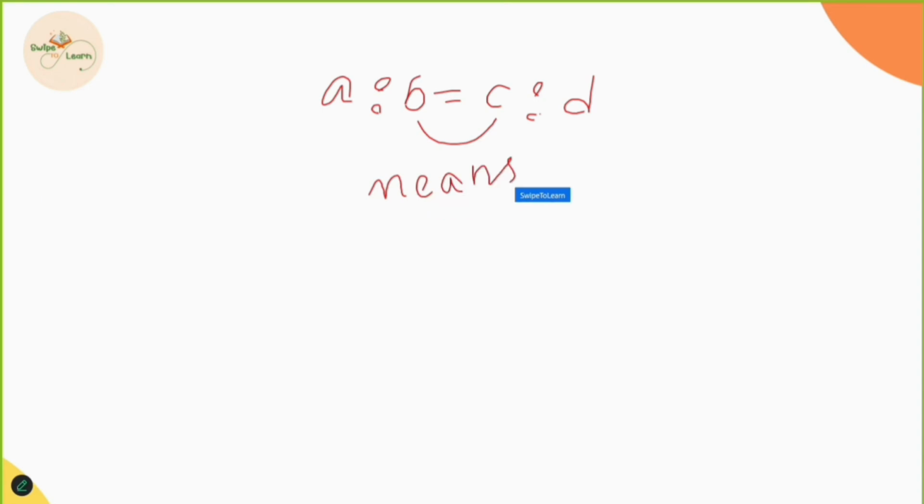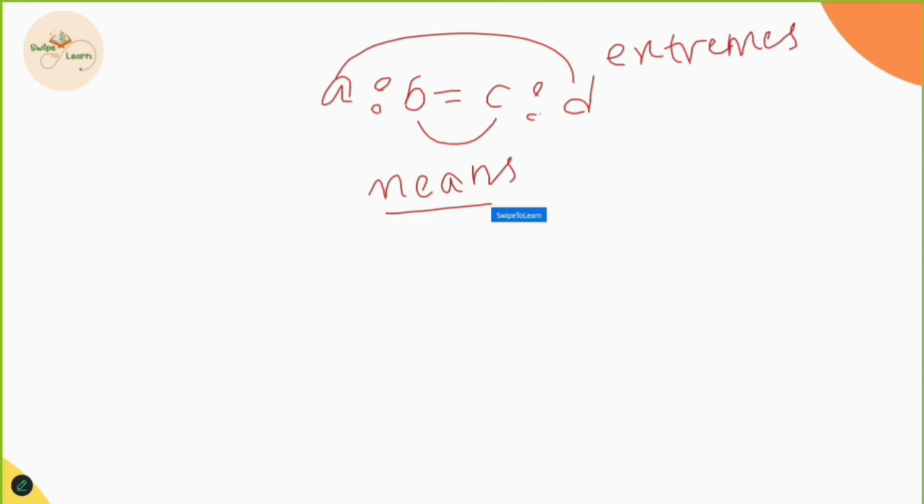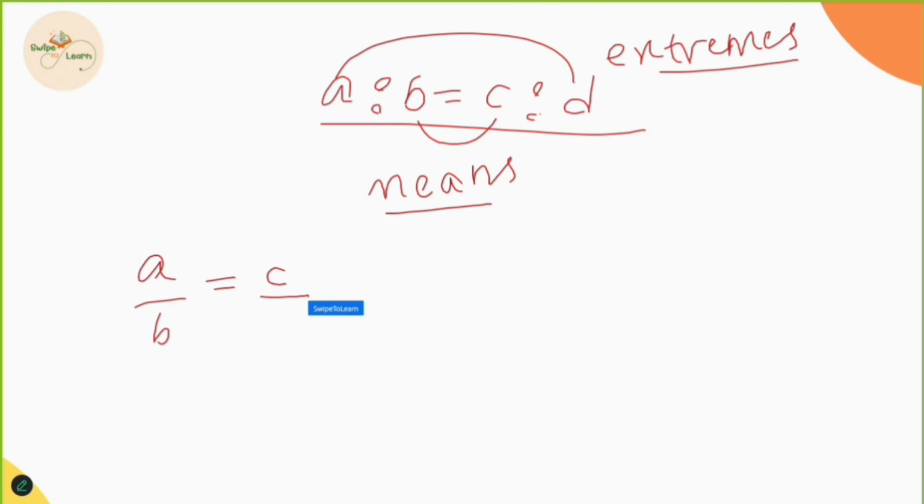To solve any ratio or proportion problem, we need to know a simple equation, which is A is to B equals C is to D. Here B, C are called means and A, D are called extremes. So B, C are means and A, D are extremes. We can write this equation A is to B equals C is to D as A by B equals C by D.